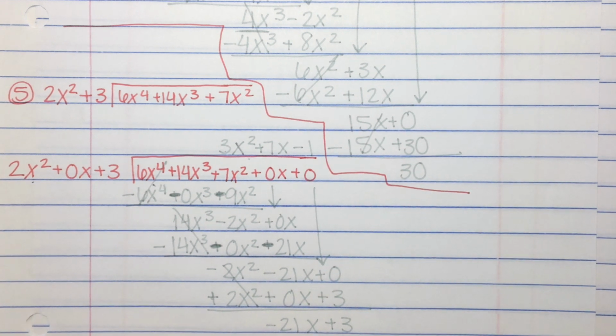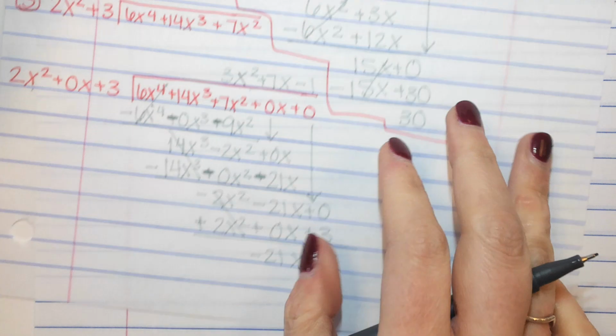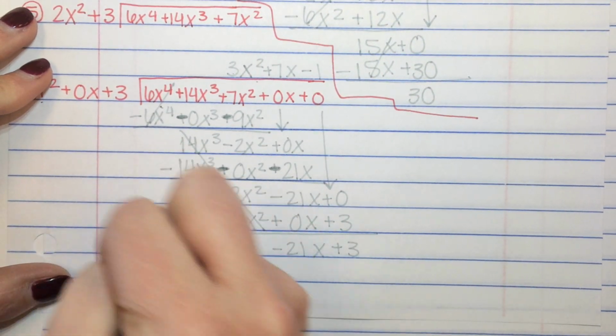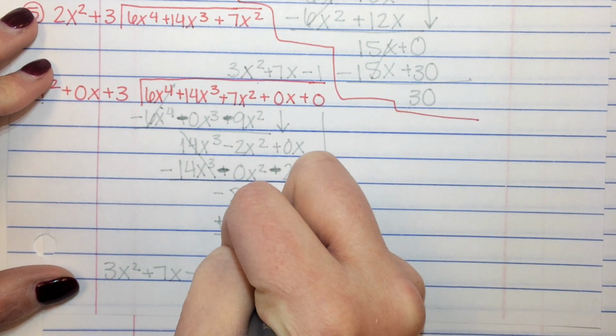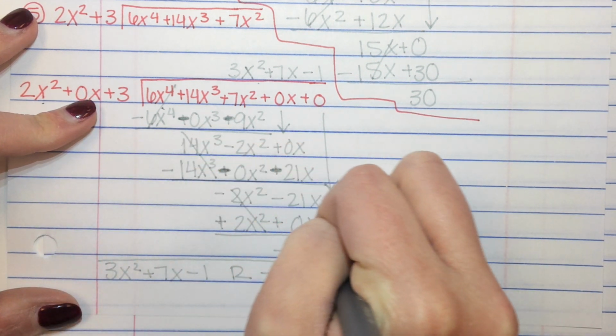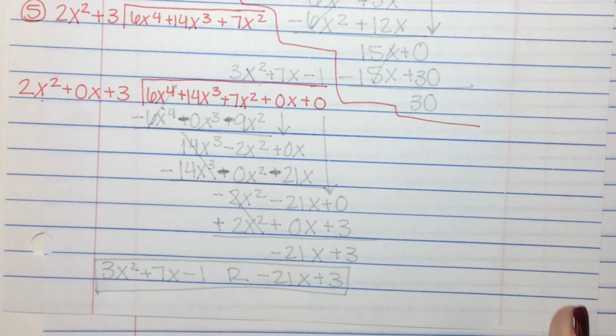So our answer, and I'm going to write it over here because I don't have any room left. Let's see, I'm going to put it down here at the bottom. All right, so we have 3x squared plus 7x minus 1 with a remainder of negative 21x plus 3. Okay, and there's your solution.